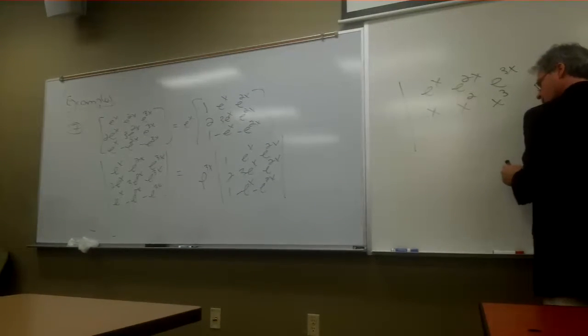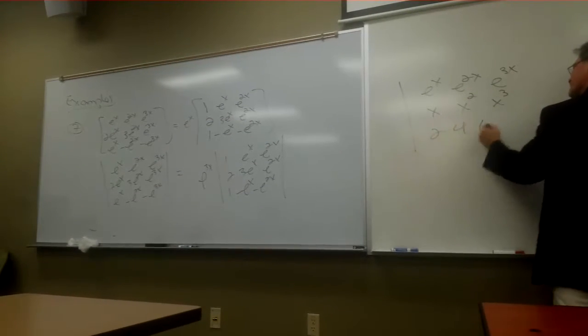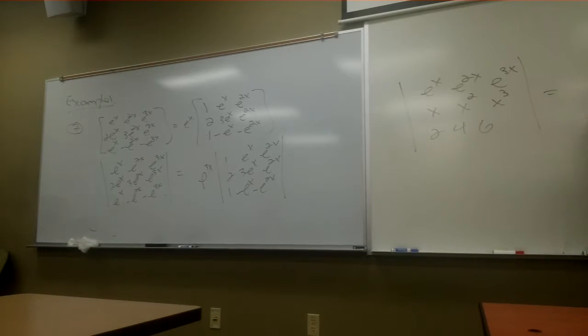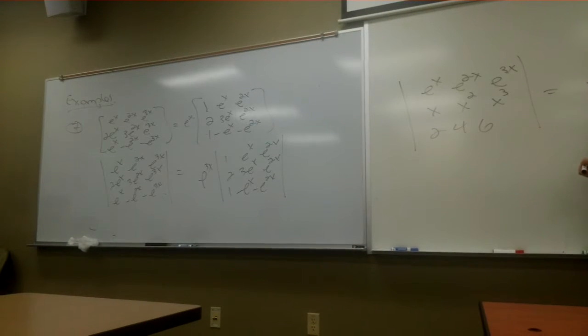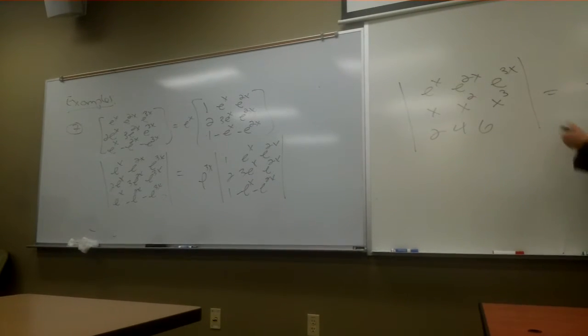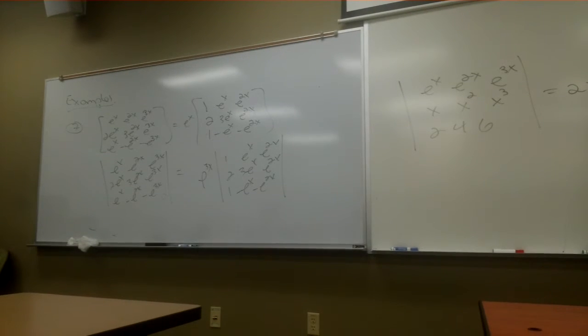So how can you simplify this? What would you pull out? You pull out an e to the x from the top row, an x from the second row, and a 2 from the third row. And what remains standing is just a 1, e to the x, e to the 2x. Is that a 1, x, x squared? And then finally a 1, 2. So I simplified my determinant.